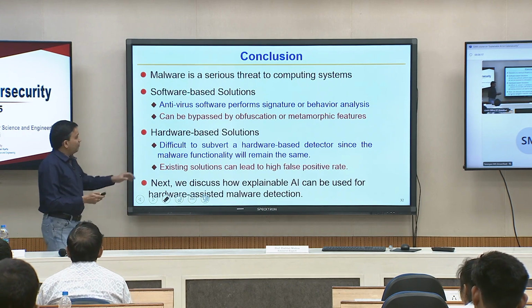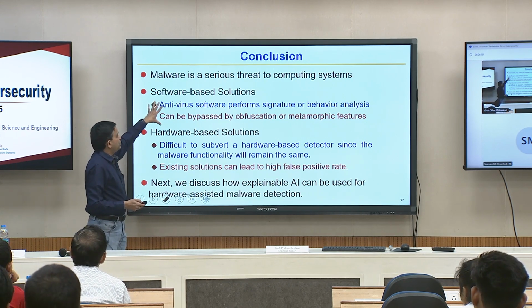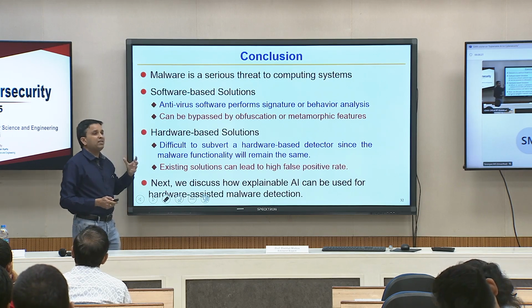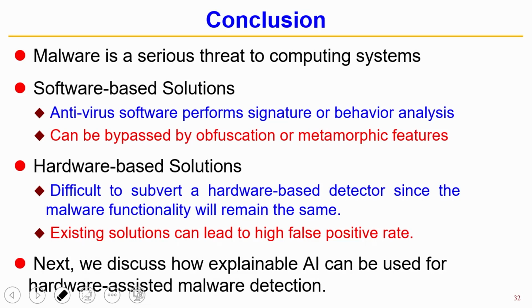And then there are a lot of software based solutions, which basically match some signature, and I talked about how that can be bypassed by a program changing its behavior. If I know what signature you are checking for, then I will change my signature, so that you can't detect me. Then there are some hardware based solutions, and in the next lecture I will talk about how we can use explainable AI to detect some of these malwares, not all of them. Thank you.